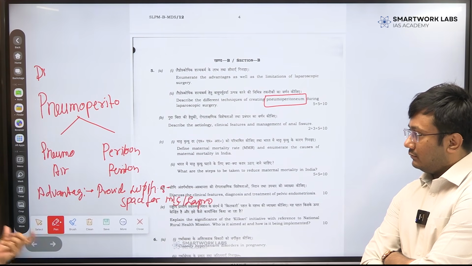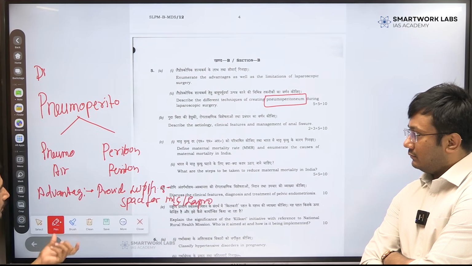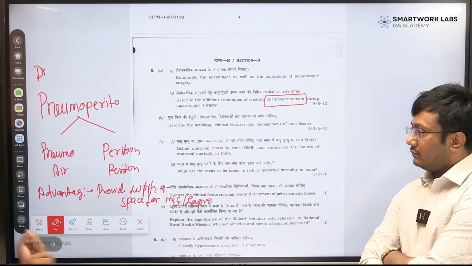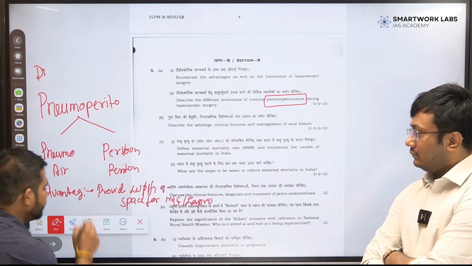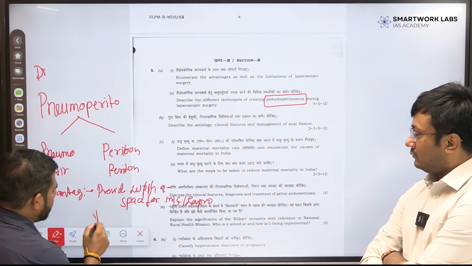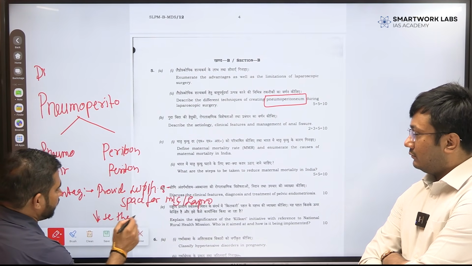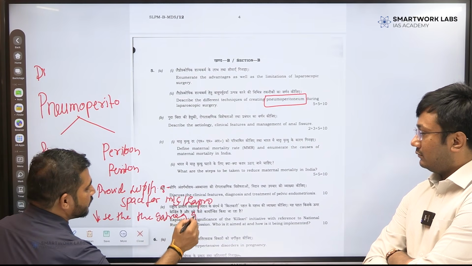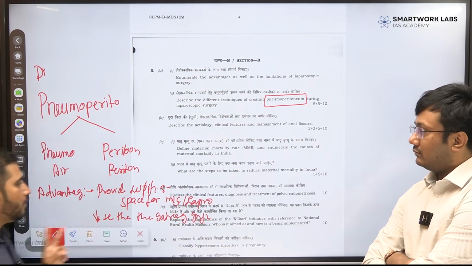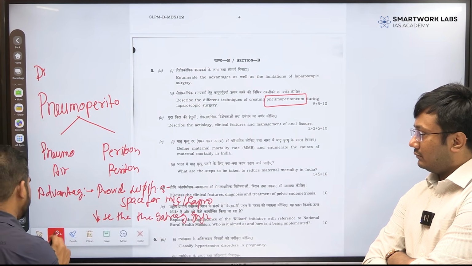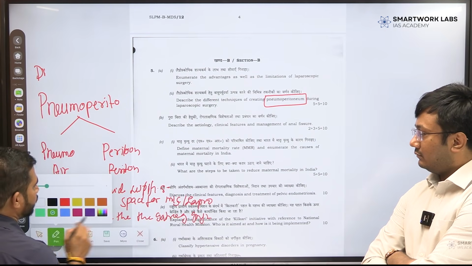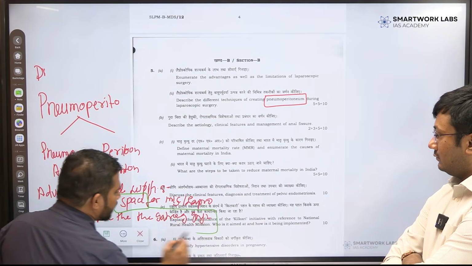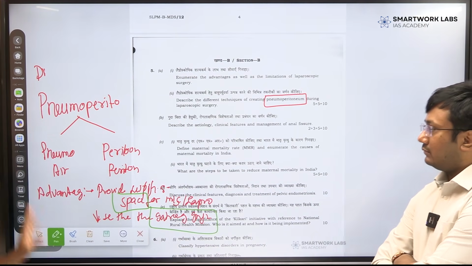The advantage of this technique is to provide sufficient or adequate space for doing the surgery and decreasing the iatrogenic injury. Two things. Now your master has been getting your point, that your points are the two things. It provides the space and it decreases the chance of injury.